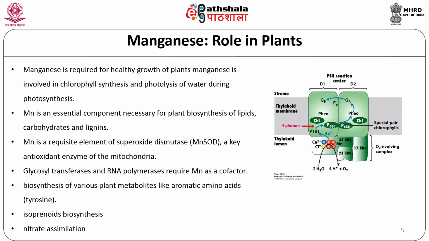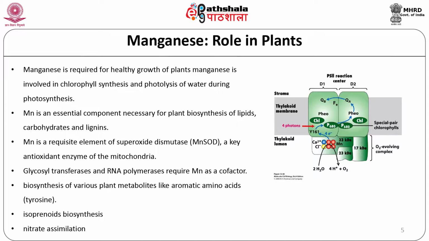Various plant enzymes like decarboxylases employed in the TCA cycle, numerous glycosyltransferases and RNA polymerases require manganese as a cofactor. Manganese is an obligatory element of the antioxidant enzyme superoxide dismutase, MnSOD, a key antioxidant enzyme of the mitochondria. Manganese is also of importance during ATP synthesis. It is also crucial for the biosynthesis of chlorophyll and plays a role during the photolysis of water.